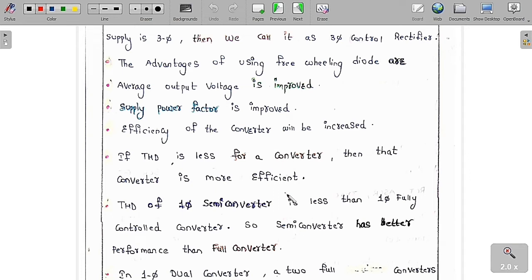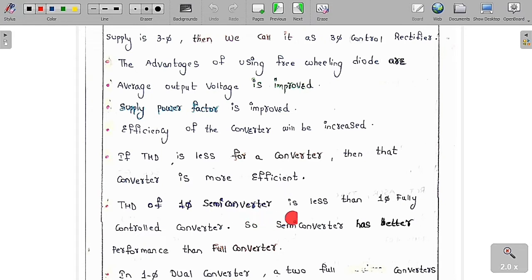If THD is less for a converter, then that converter is more efficient. Whenever the THD is very less, it means the harmonics are less. If the THD is more, there are more harmonics, so it is not a very efficient one because a lot of losses are going to occur. If THD is less for a converter, there is a very small amount of harmonics, so fewer losses, and it is highly efficient. So if the THD is less for a converter, then that converter is said to be the more efficient converter.